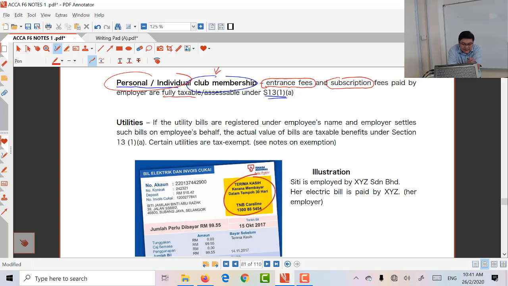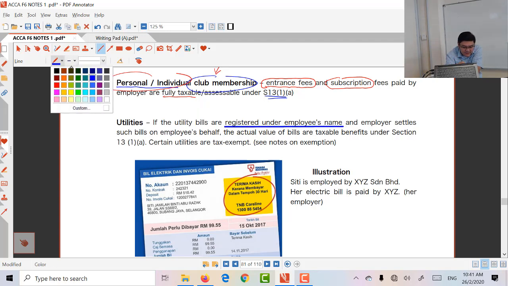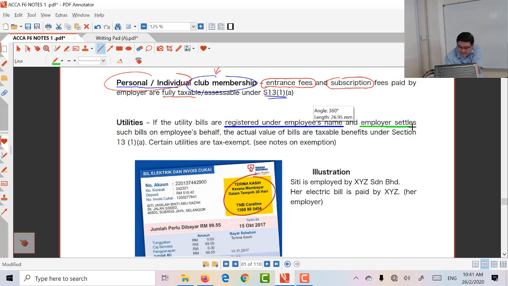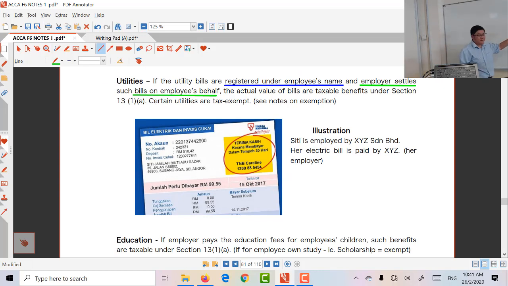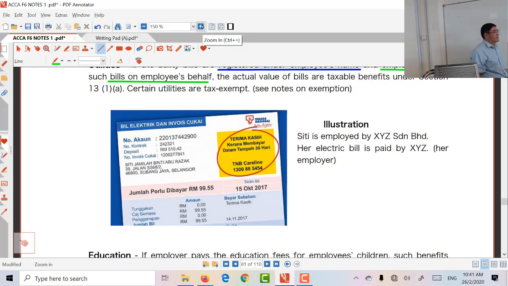These are the bills that bosses are settling for you. If you read the description here, we say these are utility bills registered under the employee's name. The bills are registered under your name, but the employer settles the bill on your behalf. That's it. Your boss is settling the bill on your behalf. So I put up a note there, you can see on the screen. This is an electric bill. It's a very typical electricity bill that you get every month.